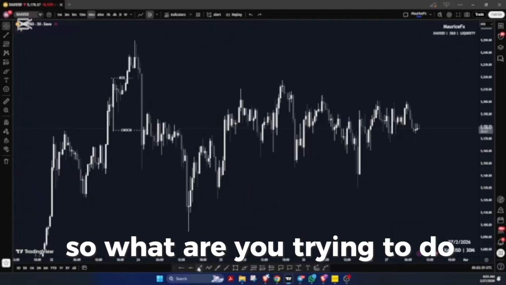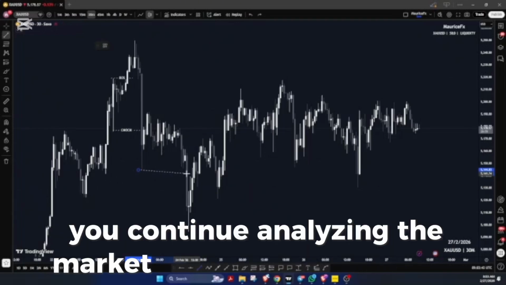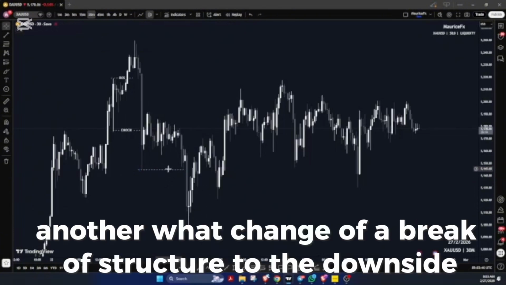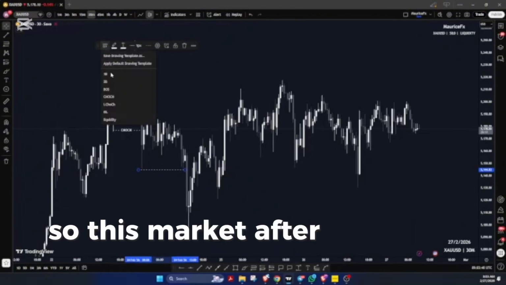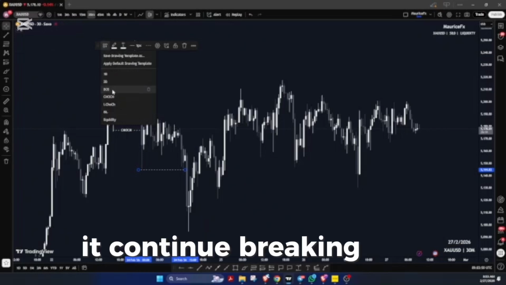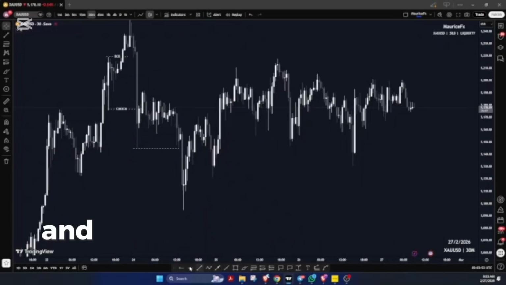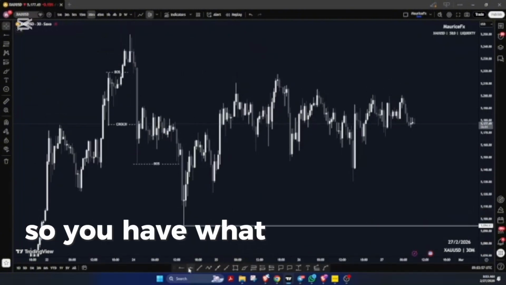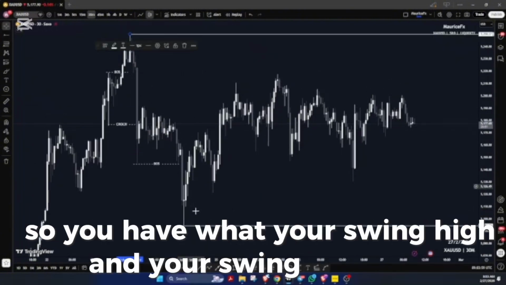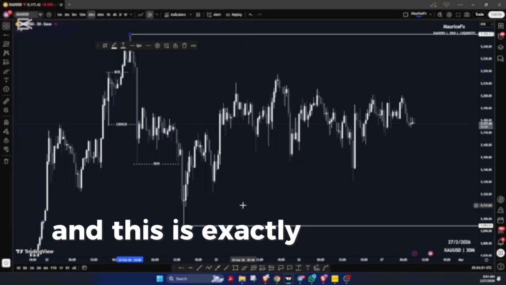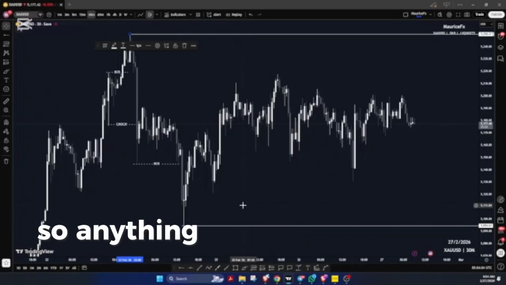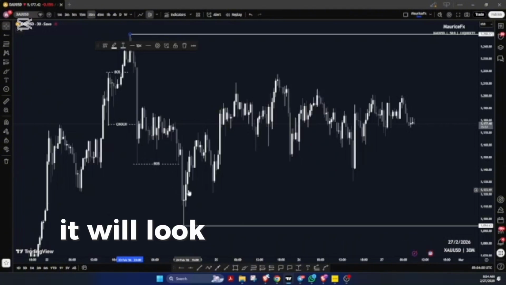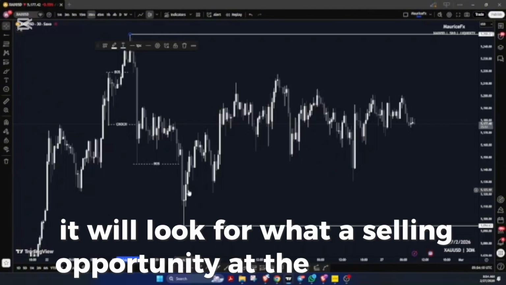So what are you trying to do? You continue analyzing the market. This has given us another break of structure to the downward side. So after the swing structure developed, the market continued breaking lows to the downward side, and this is the recent low that this market has created. So you have your swing high and your swing low, and this is exactly the swing structure that you are talking about. So at this moment when this market was forming, you will look for a selling opportunity at the right point.